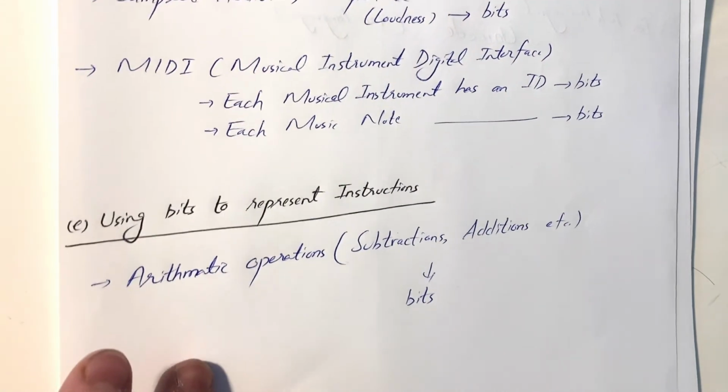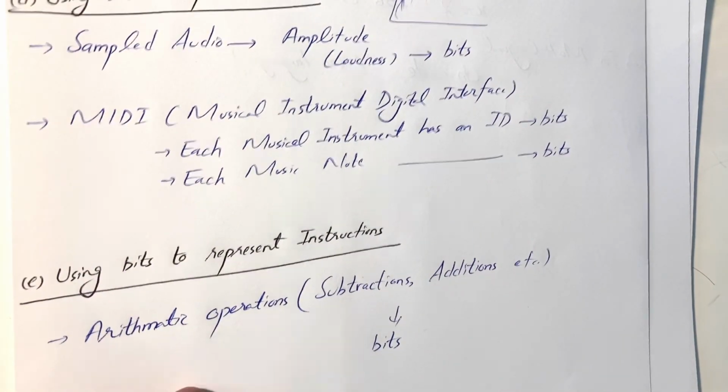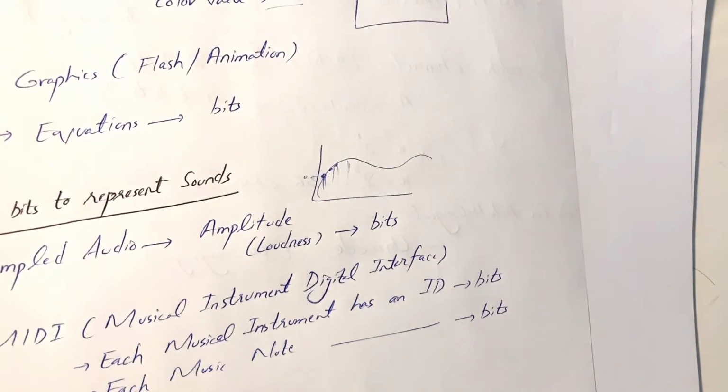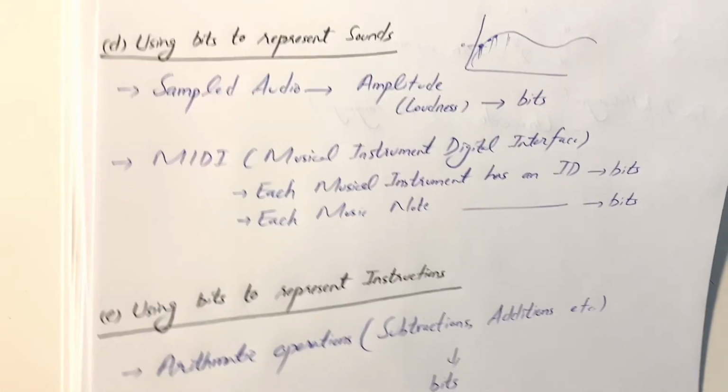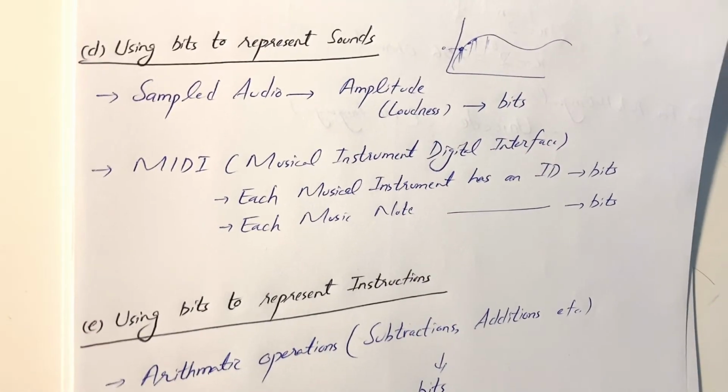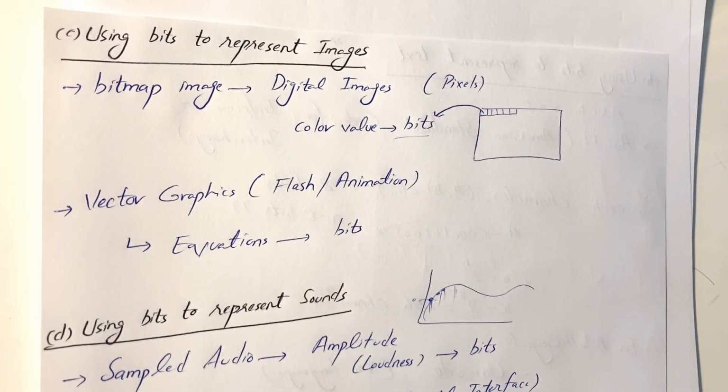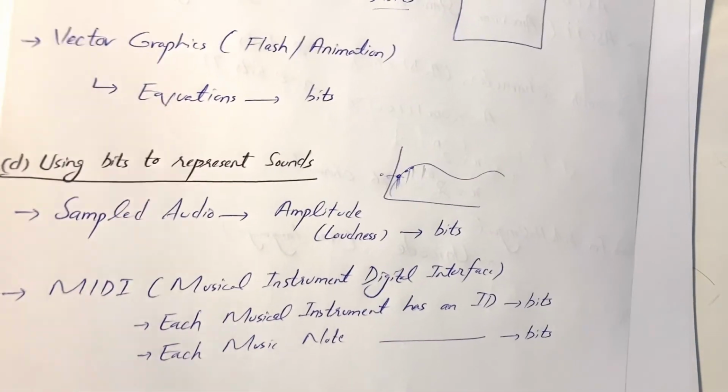So this was the second agenda item we were talking about: how we can convert our data or information into bits. We have discussed five different types of data. We discussed numeric values, and textual values, where we use ASCII characters. We discussed images, and we talked about sounds and program instructions.